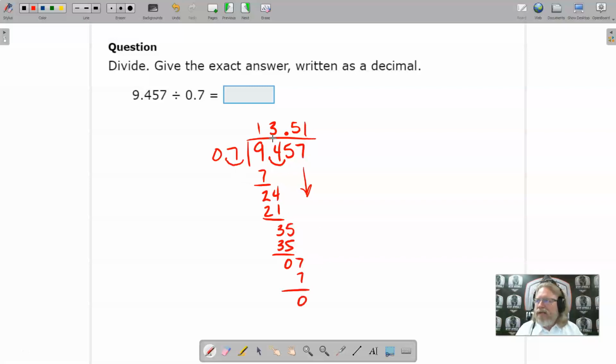So we are at our final answer of 13.51. The key thing here is once you get a decimal out here in your divisor, you have to move it to the right. And however many times you have to move it to the right to get a non-decimal number, you're going to do that to your dividend as well.